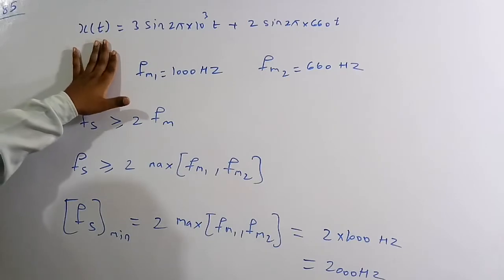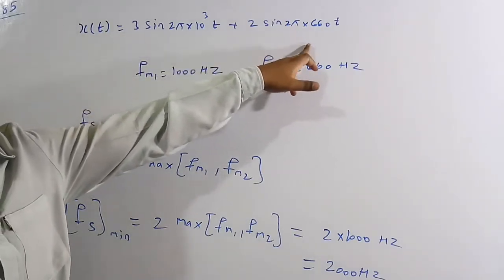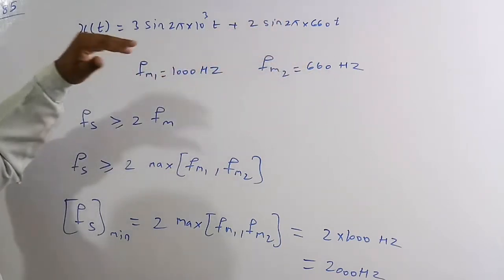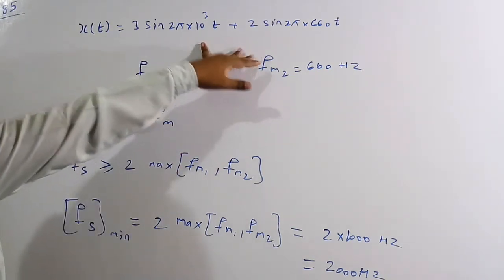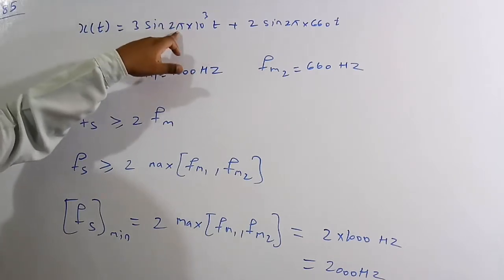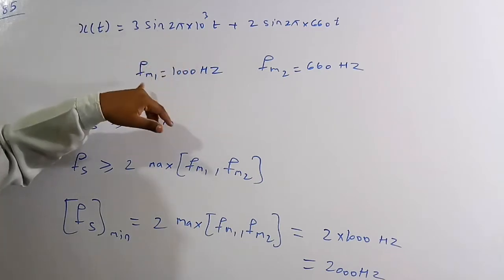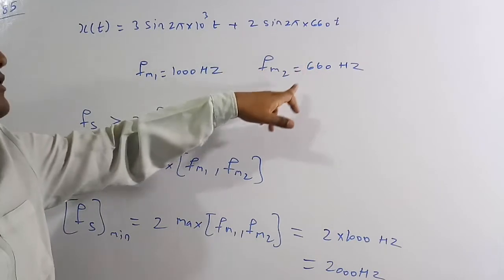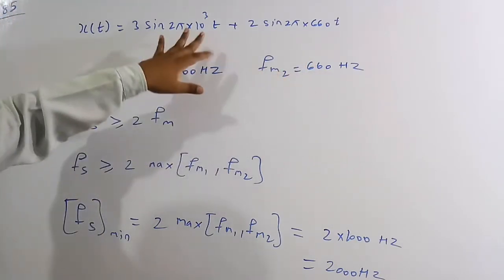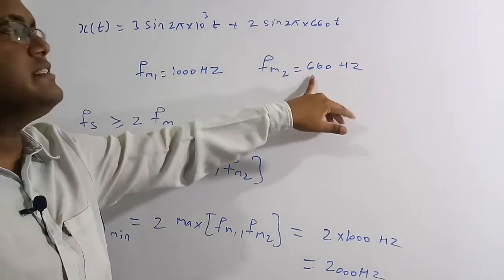This is a signal x(t) equal to 3 sin(2π·10^3 t) plus 2 sin(2π·660t). For this signal we need to find the minimum sampling frequency. It is a summation of two signals. Sin(2π f t) is the form, where f is nothing but frequency. The first signal has a frequency f_m1 equal to 1000 hertz, and the second signal has a frequency of 660 hertz. So it is a combination of these two signals, where one signal frequency is 1000 hertz and the other has 660 hertz.